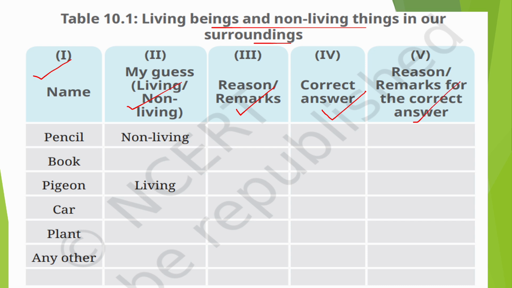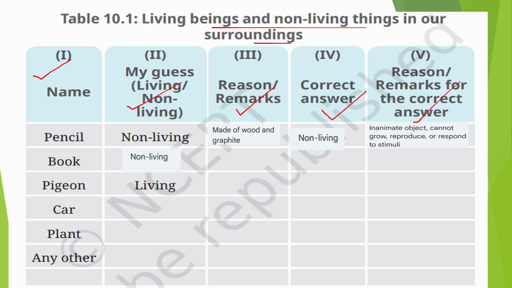See first one, pencil. My guess, it is a non-living thing. Then what is the reason? It is made of wood and graphite. Then correct answer, it is a non-living thing. Reason, inanimate object, cannot grow, reproduce or respond to stimuli. Inanimate object means something that does not have life.